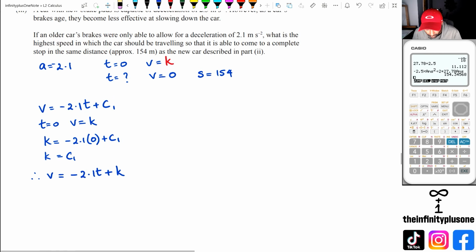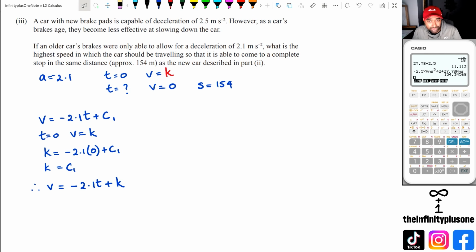That's why we have it as just k. Now we know that the velocity is equal to 0 at some time. So we can say that the velocity has to be 0. So that's when the car comes to a stop. We want to know what the time is.